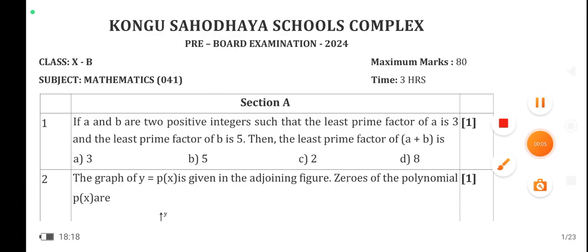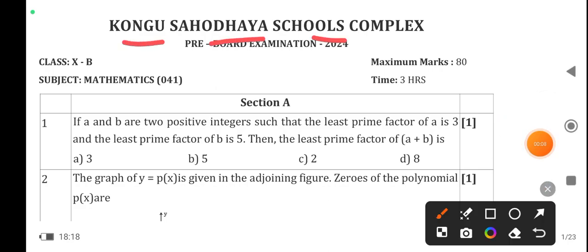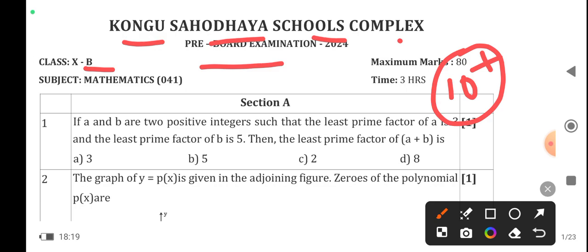Today we are going to discuss the Kongu Sahodaya School Complex Class 10 CBSE Maths Pre-Board exam. We have already discussed the Class 10 Pre-Board exam question papers, which are available in our Pre-Board exam playlist. Till now you have seen many question papers. Among them, I will say that Kongu Sahodaya is a very nice question paper.